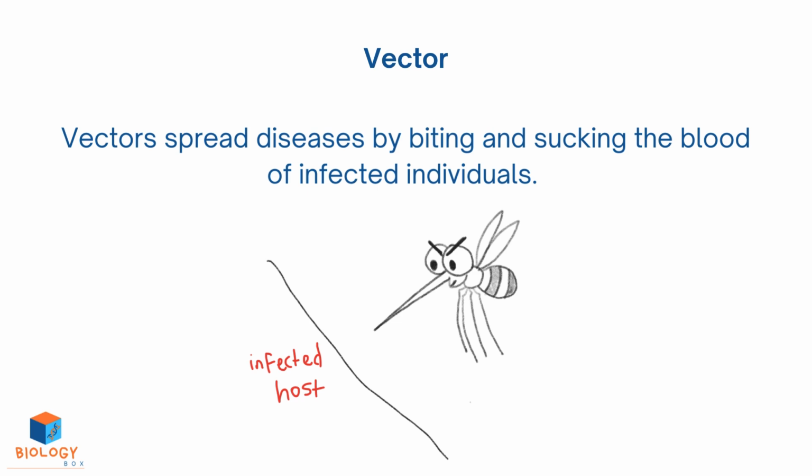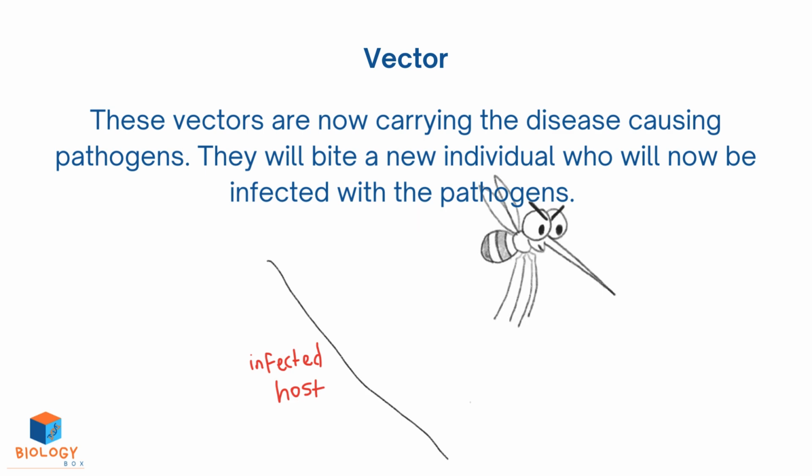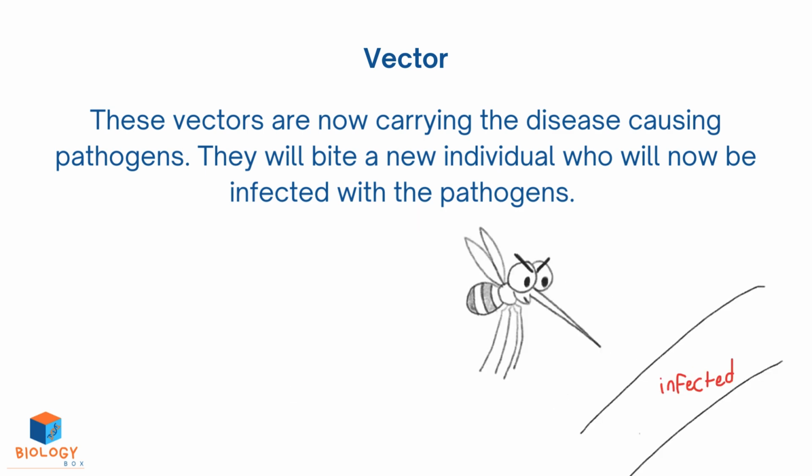Vectors spread diseases by biting and sucking the blood of infected individuals. These vectors are now carrying the disease causing pathogens. They will bite a new individual who will now be infected with the pathogens.